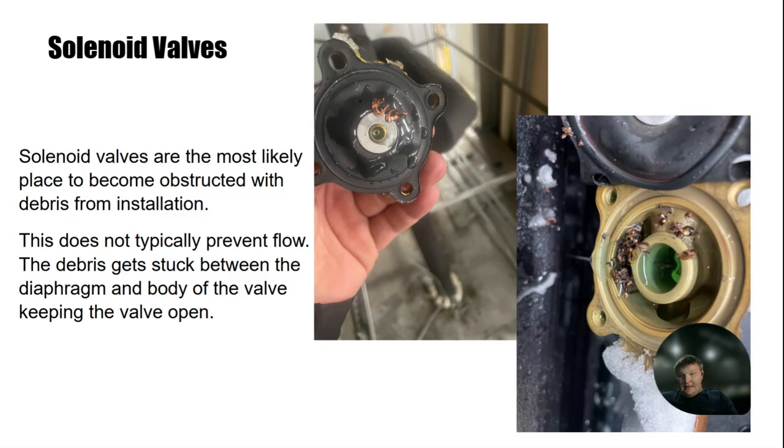Our solenoid valves are the most likely place to become obstructed with debris from installation. When these get obstructed, it's not actually obstructing the valve. What it's doing is preventing that diaphragm from seating and stopping it from closing. What's happening is we continue to cool past set point and we don't go into defrost, and it results in iced up coils.